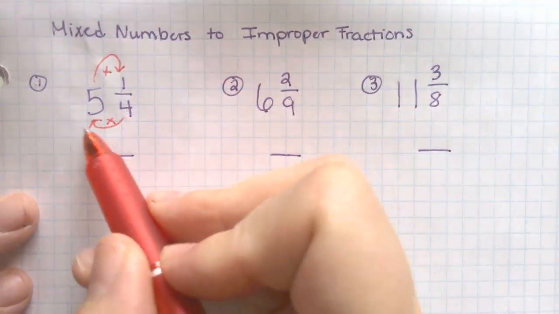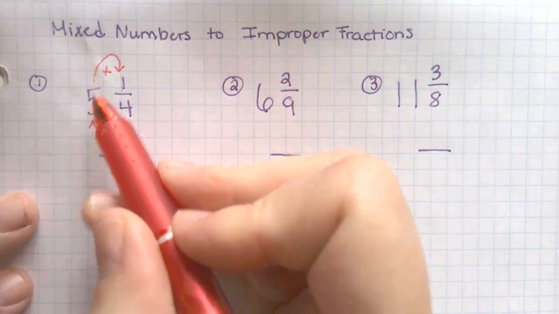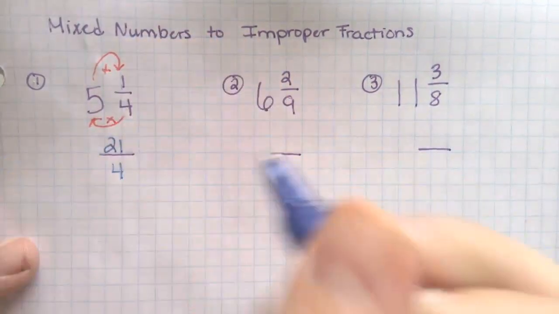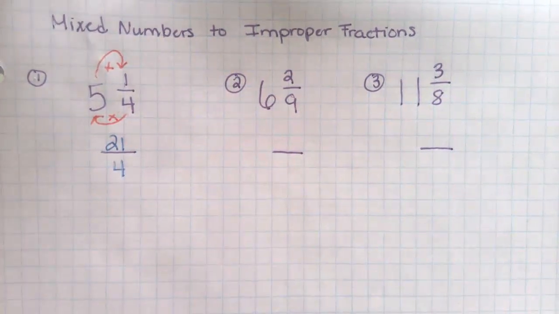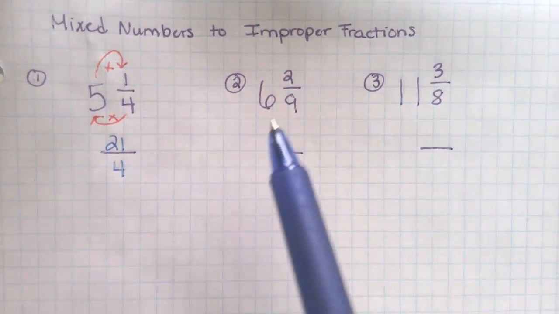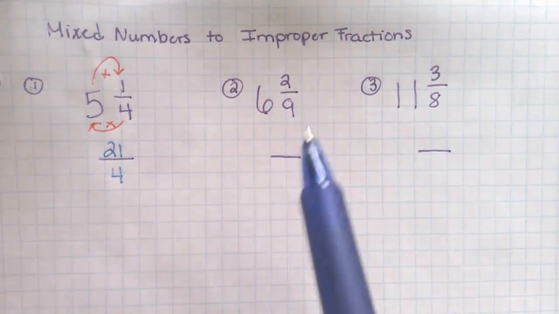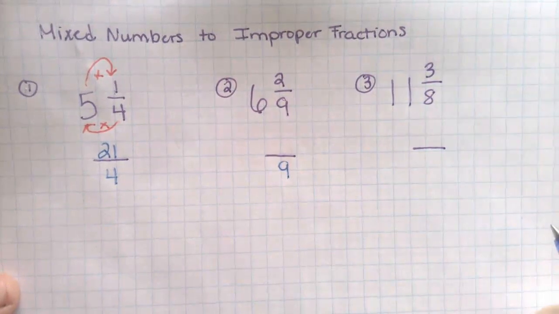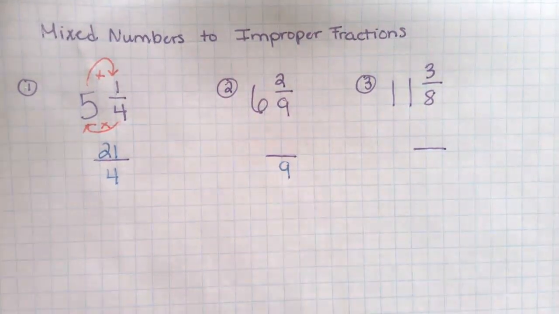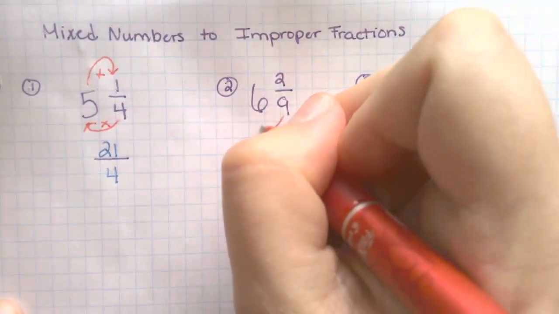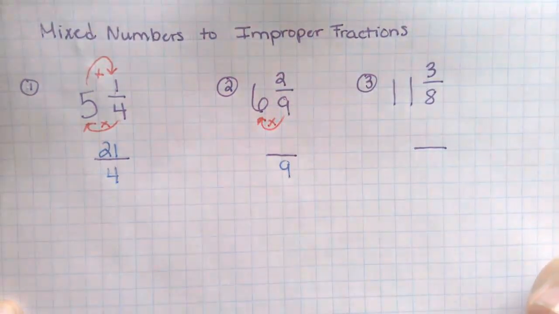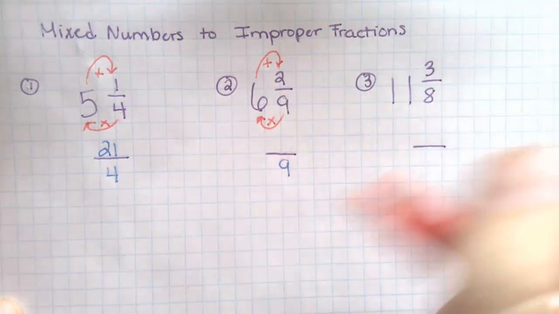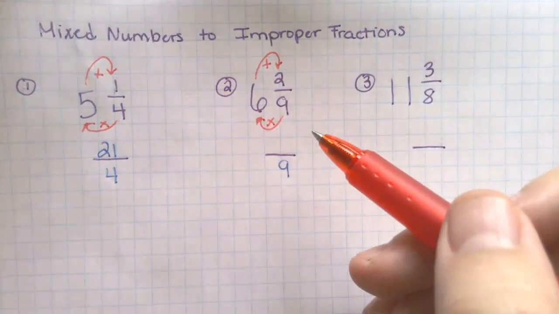So 4 times 5 is 20. Plus 1 more is 21. So you just write 21 over 4. It's that simple. So over here, let's go ahead and do this again. So my denominator is not going to change, so we just write the 9. And then we're going to do 9 times 6 plus 2. And I like to draw out my arrows because it reminds me where I'm going.